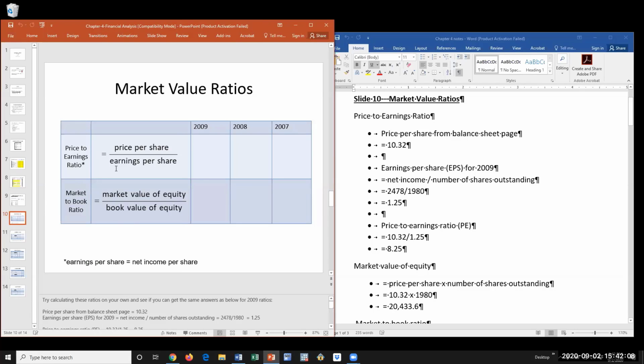Here are the ratios that we're going to cover for market value ratios. And the purpose of a market value ratio is so you can compare how expensive or how cheap one company is to another. So by itself, the price to earnings ratio or the market to book ratio doesn't have a lot of information. But when you use it to compare with other companies and how expensive or cheap they are, you're able to see, oh, this company is much more expensive, or this company is pretty cheap. Maybe it's a really good buy right now.